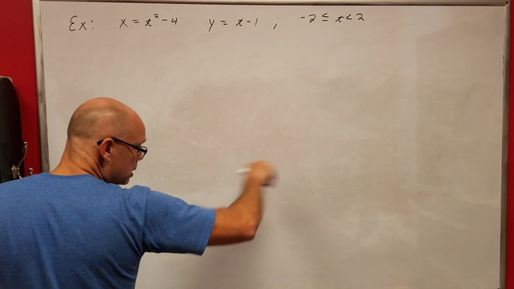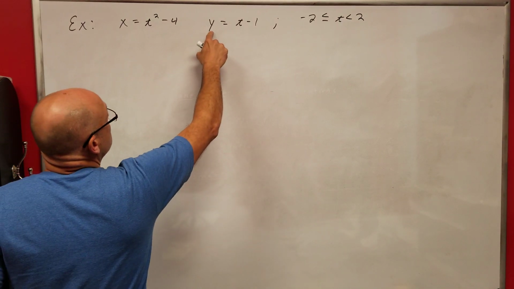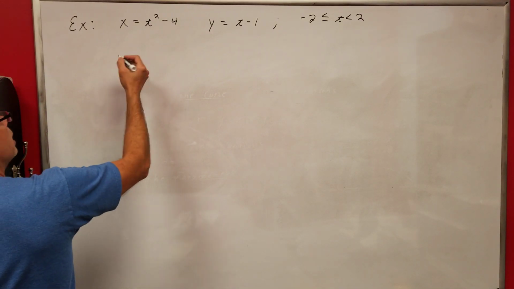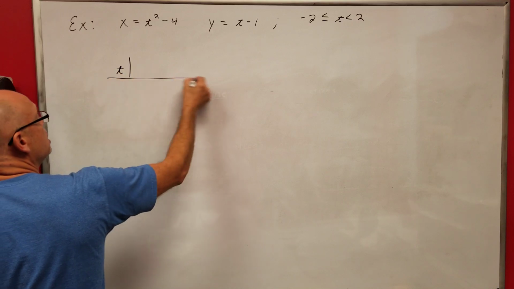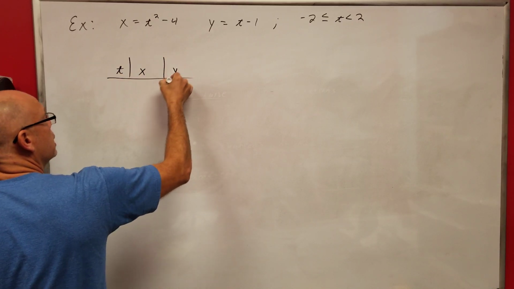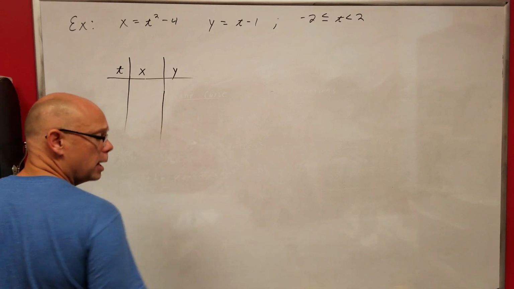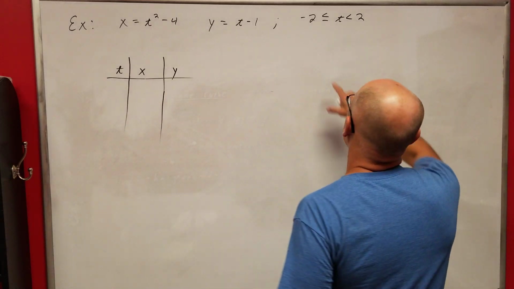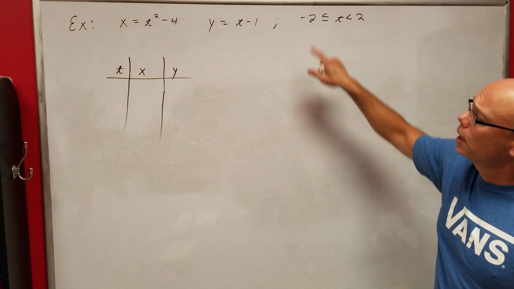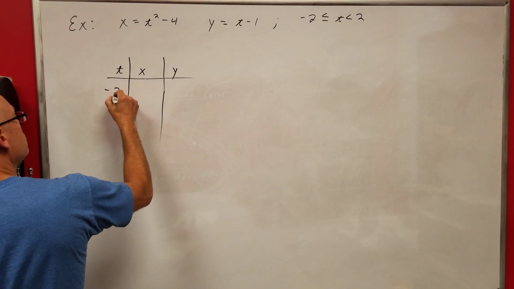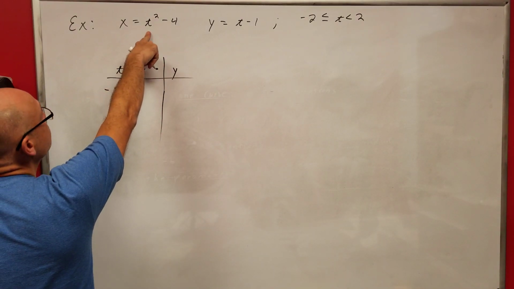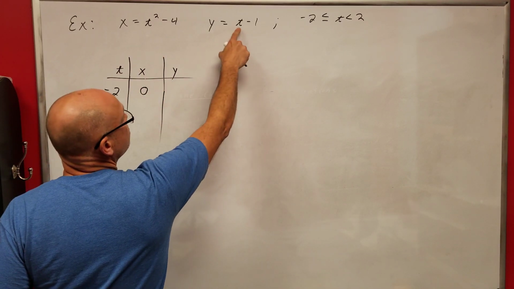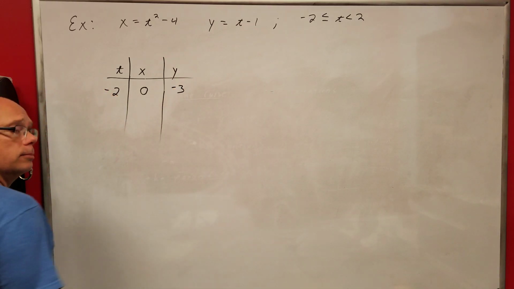So that's my x position given by that function, and this is my y position given by that function. I'm going to start out by plotting points. I'm going to make a chart with t, x, and y in it, and pick a value of t and calculate x and y. Let's pick t at -2. When t is -2, sub it in here, 4 minus 4 is 0 for my x value. How about my y value? -2 minus 1 is -3.